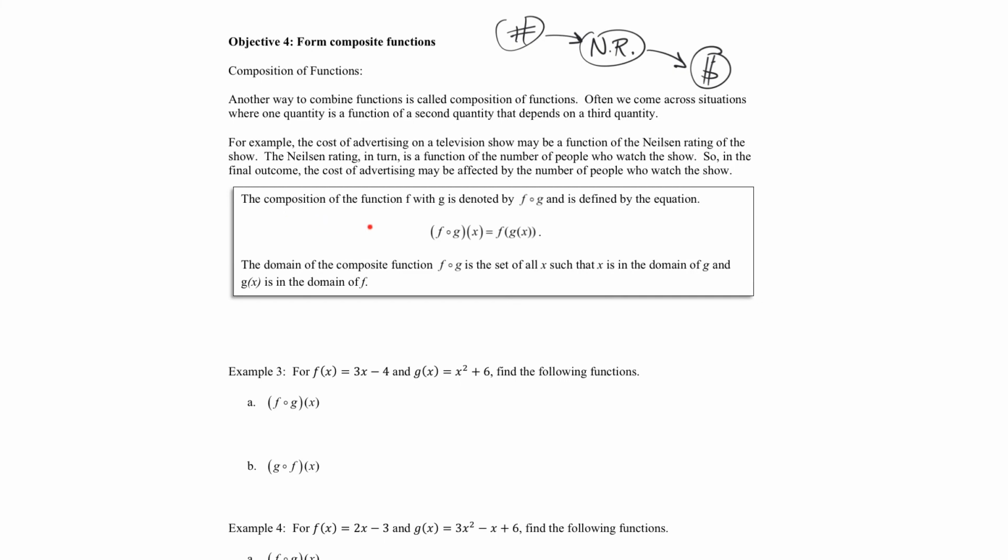Well, the composition of function f with g is denoted by f little open circle g, right? That's not a multiplication sign, it's a composition sign. And you read this as f of g. You can think about that little open circle as being like the O in the word "of." And it's defined by the equation (f∘g)(x) is equal to f of g of x, right? So what's going to serve as the input to my function f?